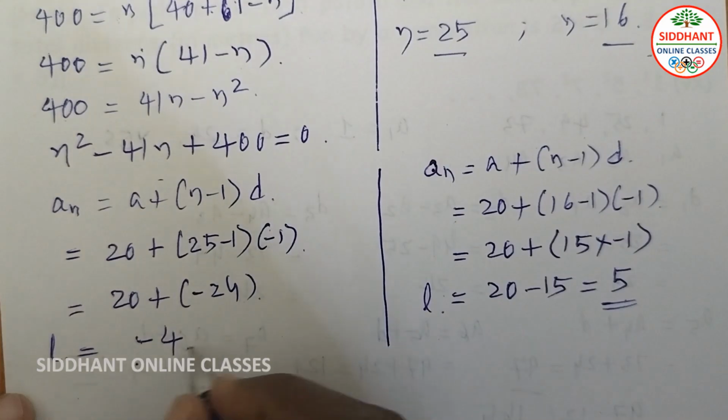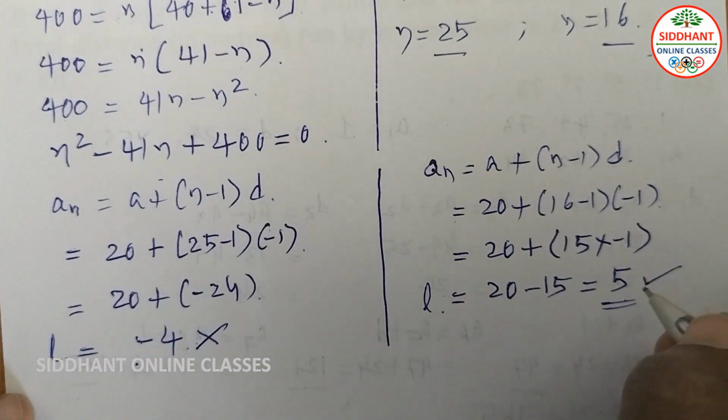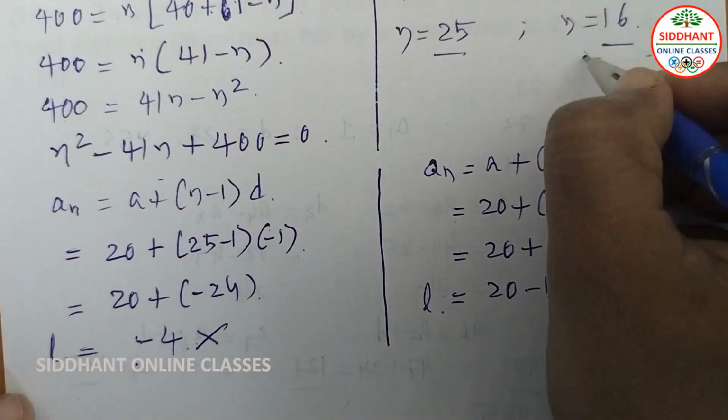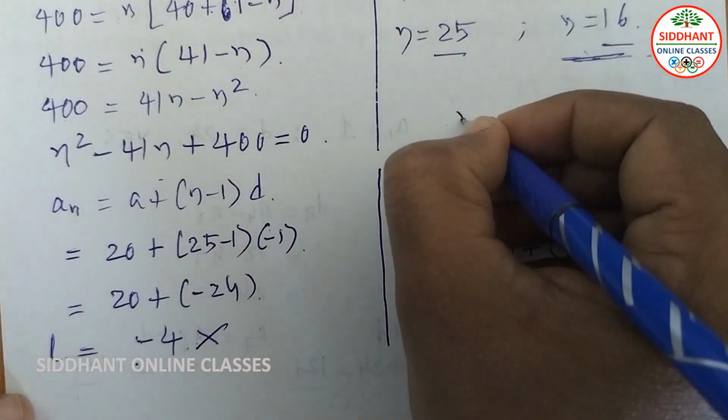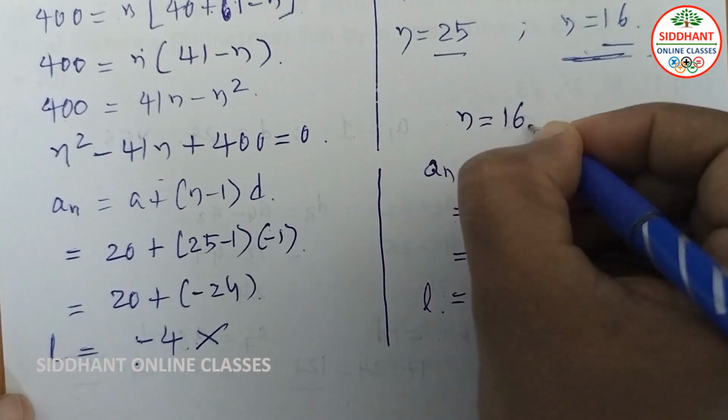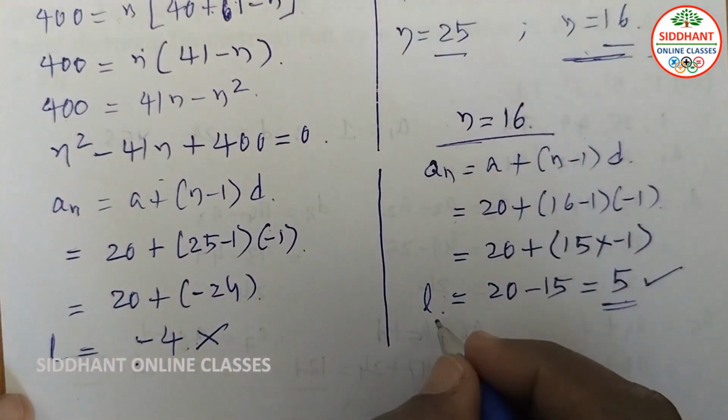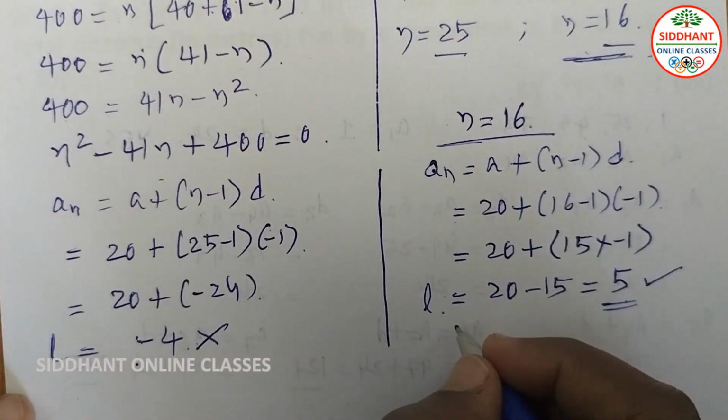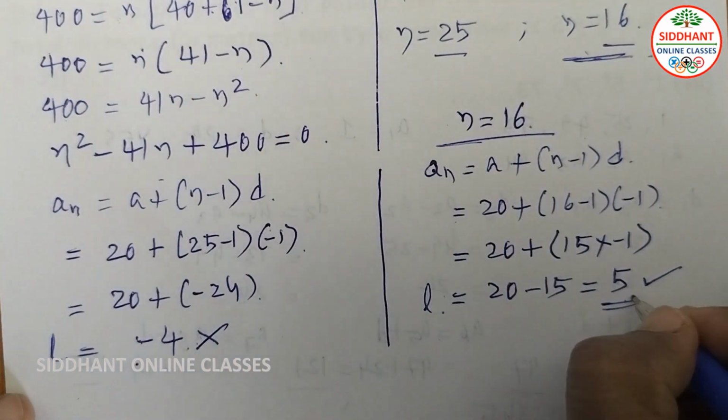So we can't get the number in a negative form. So we are going to omit this and we are going to consider this. So the n value you are going to consider as 16, and the last top row will have how many logs? That is 5 here.